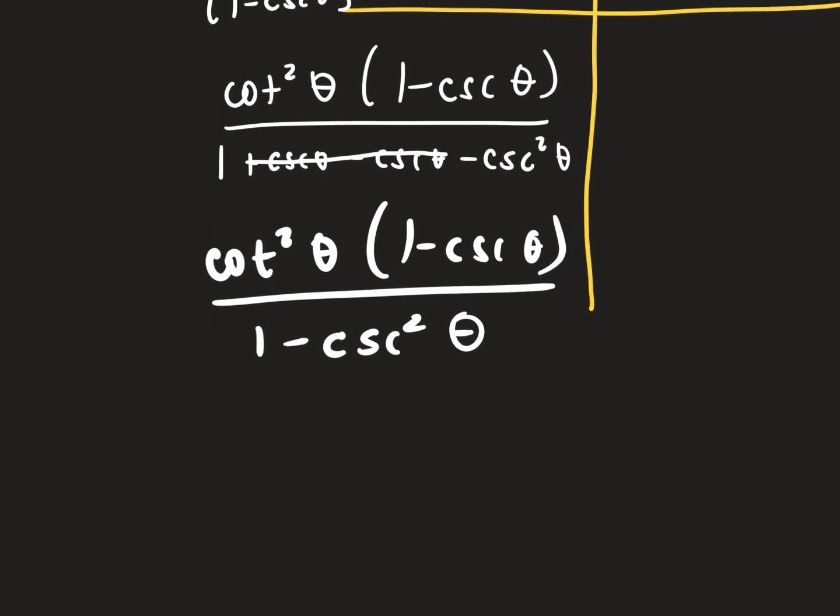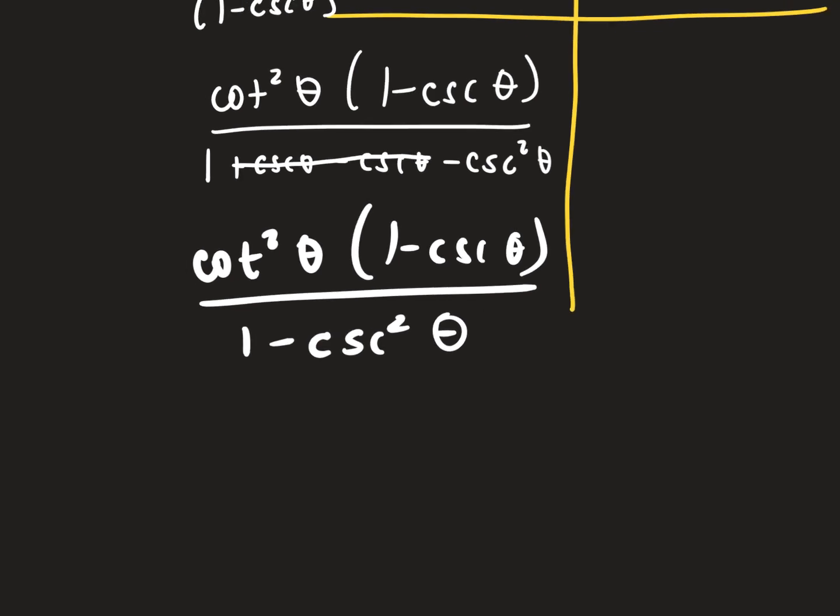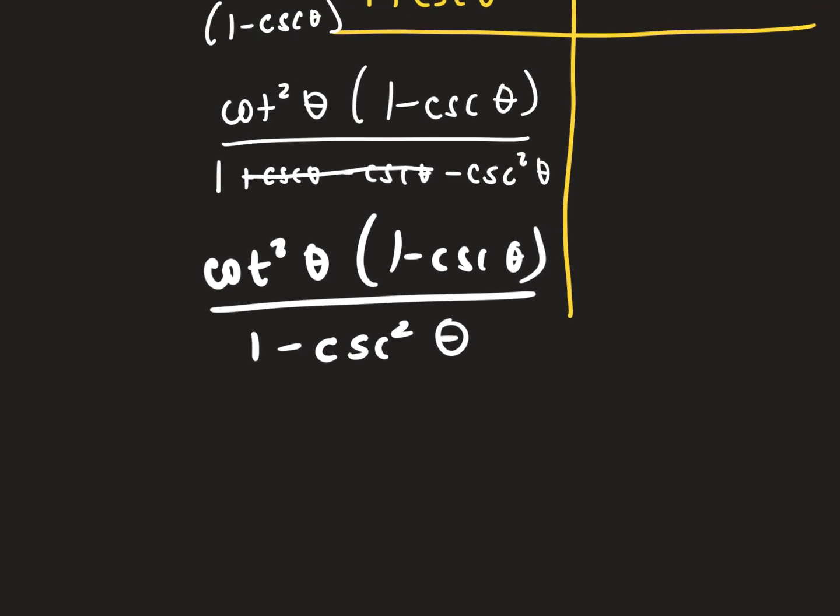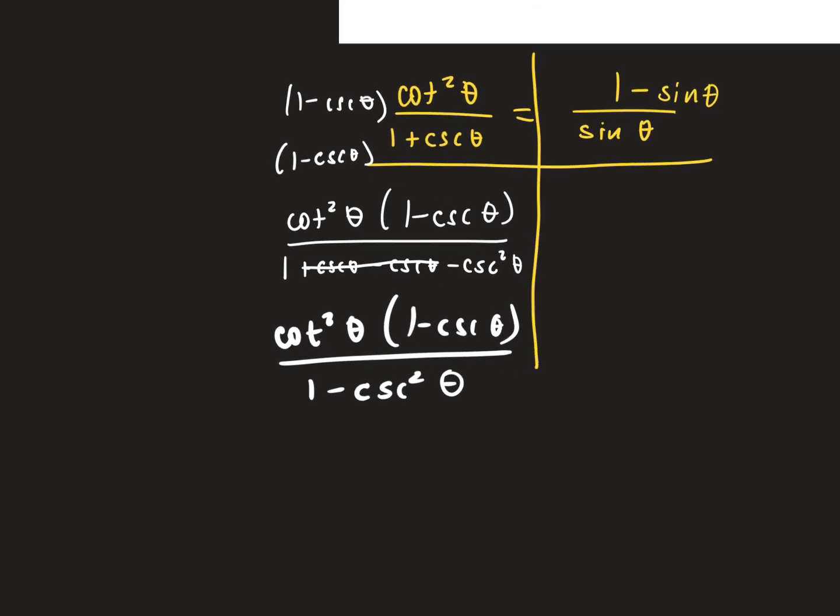Now, we still have the difference of perfect squares on the bottom, don't we? It's harder when you guys have to do it. If I lead you, it's a little easier. If you got to this point now, then what would you do? Okay, look at your identities. And what do we see?